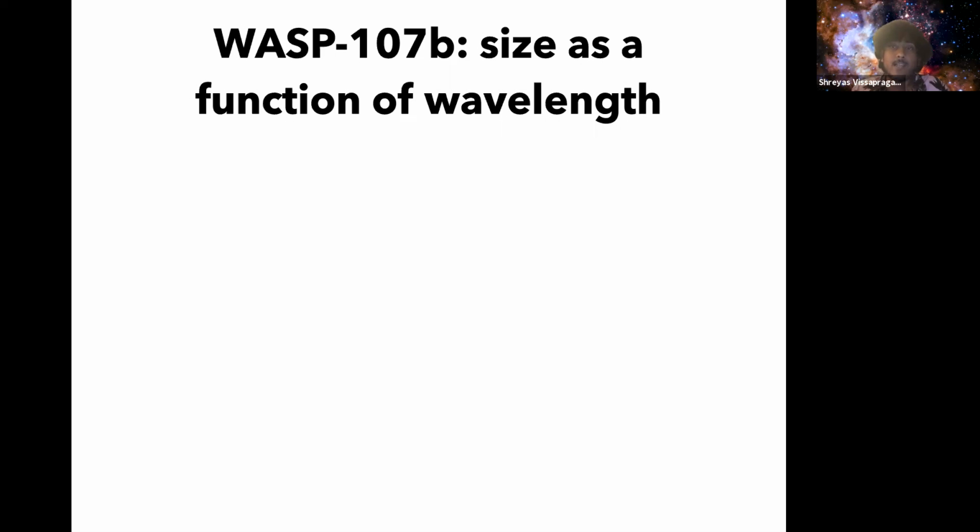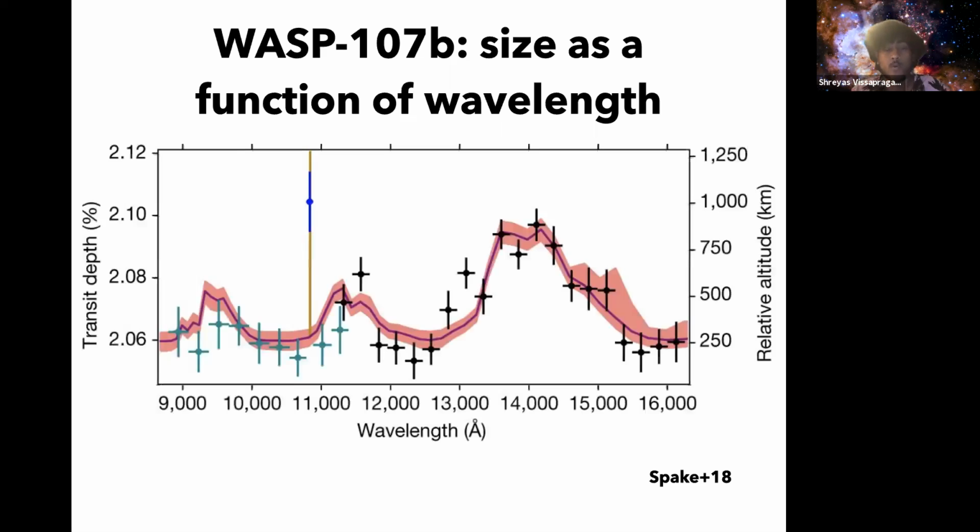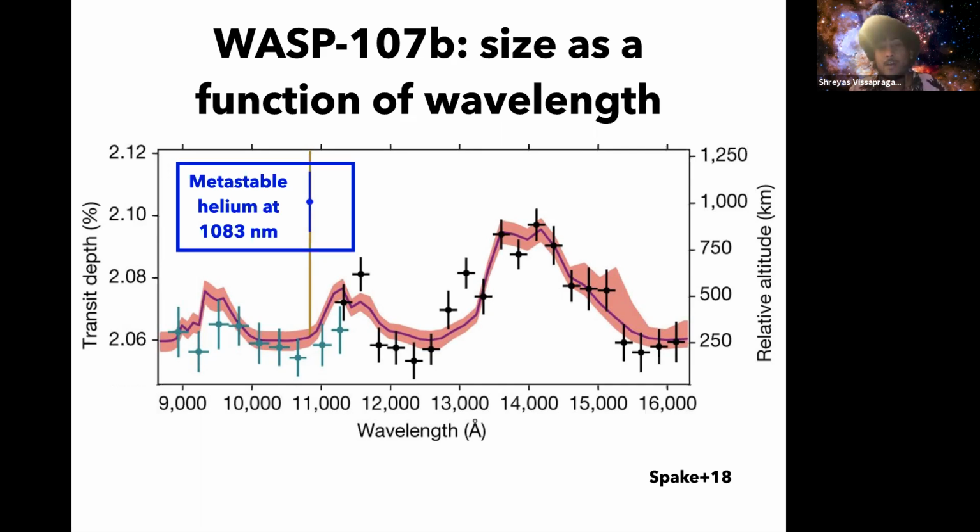And so this is exactly what Jess did, and what Jess showed you in the last talk when she studied the size of WASP-107b as a function of wavelength. So this is the spectrum from her 2018 paper. And you see that the spectrum in general is more or less consistent with a clear atmosphere with water, except at 10,830 angstroms, or 1083 nanometers, which is where metastable helium starts to absorb in that upper atmosphere. It starts to become spectrally active.